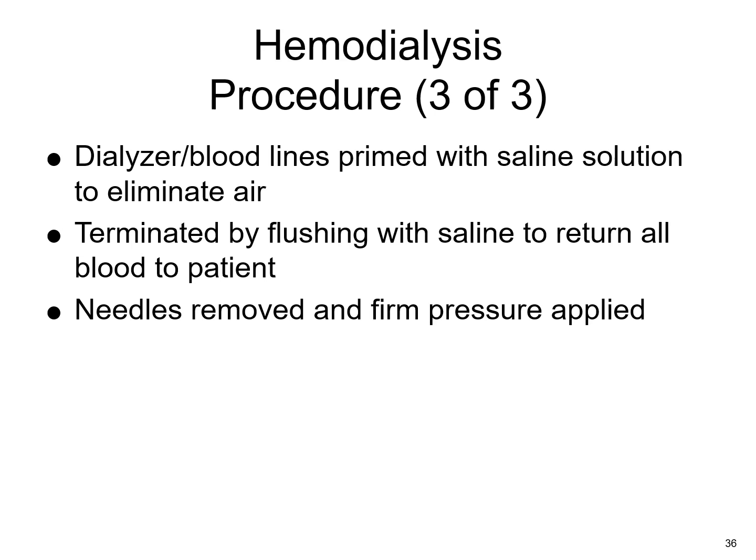Dialyzer blood lines are primed with saline solution to eliminate air, and terminated by flushing with saline to return all blood to the patient. After that, the needles are removed and firm pressure is applied. So you're monitoring the patient's hemoglobin, hematocrit levels, etc. Because with this whole process, sometimes they do lose some blood, and some of it can get left in the machine. This is why they flush it with normal saline, to make sure that all the blood that was cleaned is returned to the patient.